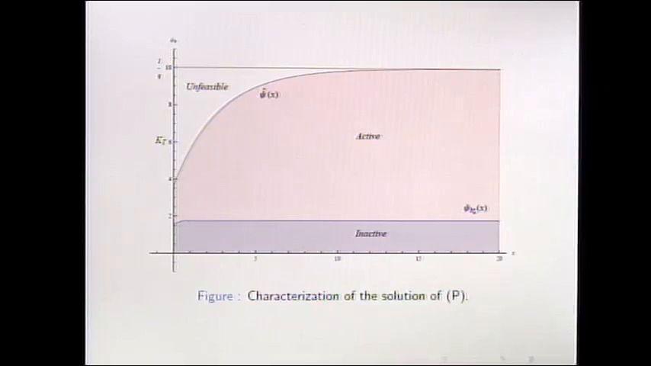If they are in this region, that means that there exists a unique b, such that this function phi sub b, which is something like this, goes through that point. That means that the constraint is active.